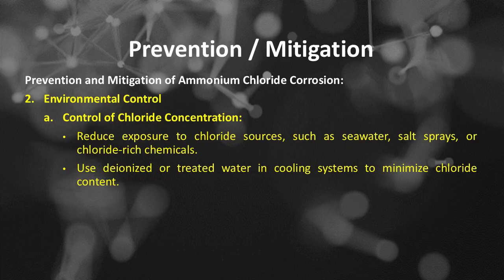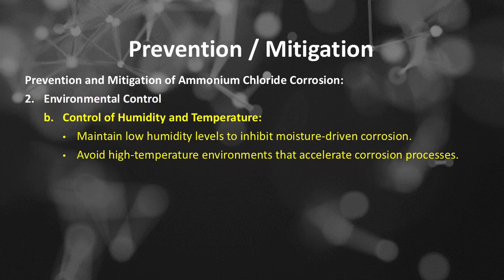Prevention and mitigation of ammonium chloride corrosion. Number 2 is environmental control, includes: A, control of chloride concentration by reducing exposure to chloride sources such as seawater, salt sprays, or chloride-rich chemicals, and using deionized or treated water in cooling systems to minimize chloride content. B, control of humidity and temperature by maintaining low humidity levels to inhibit moisture-driven corrosion, and avoiding high-temperature environments that accelerate corrosion processes.